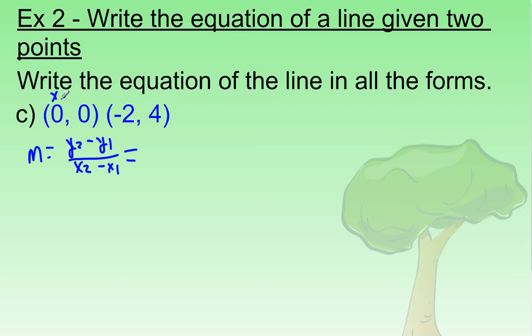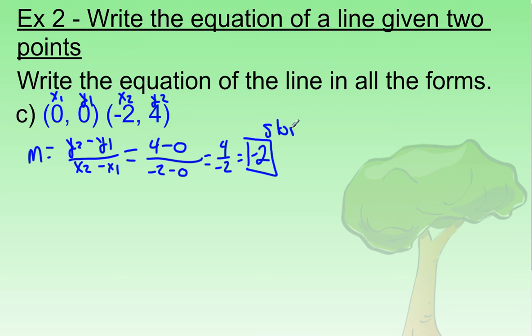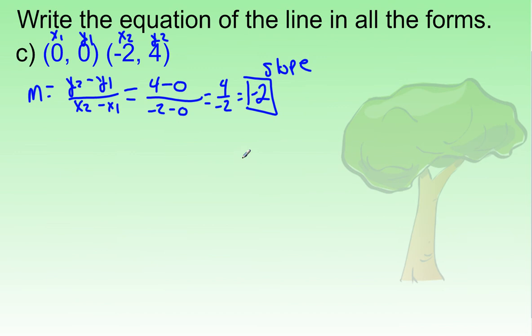Let's see. x1, y1, x2, y2. So we've got 4 minus 0 over negative 2 minus 0. So when you subtract 0, you don't change anything. So this comes down to 4 over negative 2, which we can simplify. It's just negative 2. So there we have our slope. All right, work on one side and answers on the other. Here we go. Y equals mx plus b. That's our goal. Plug in. Slope is negative 2.